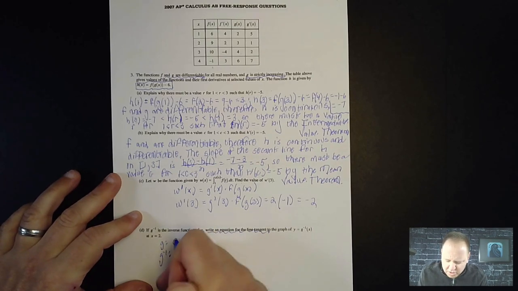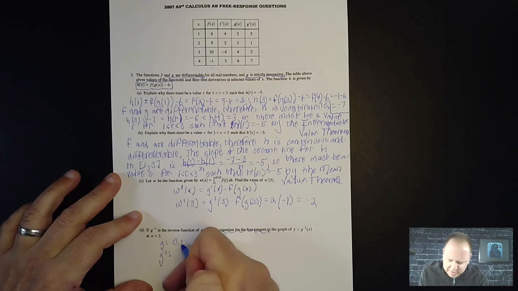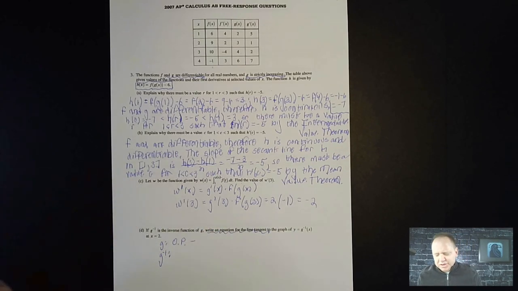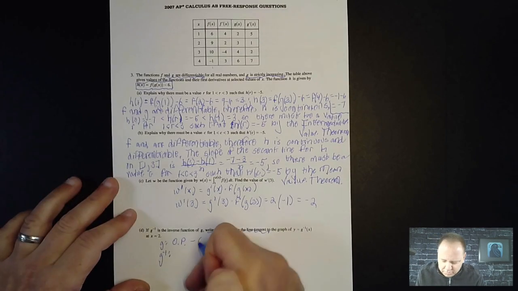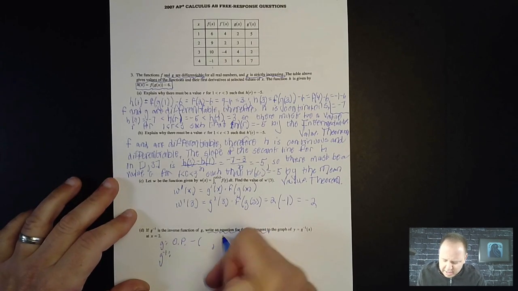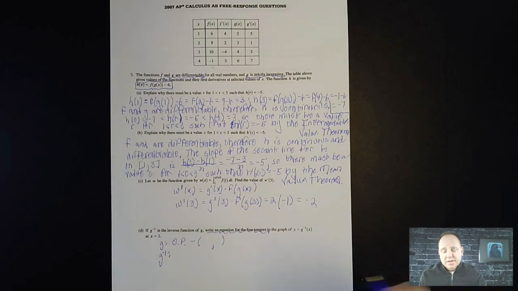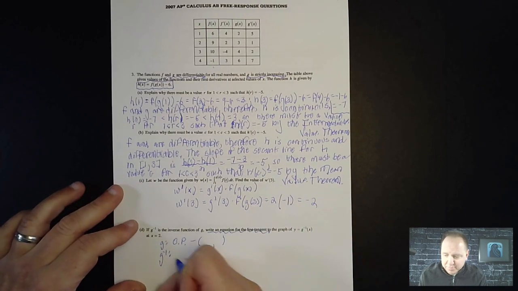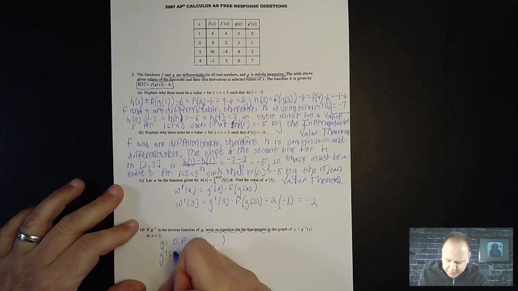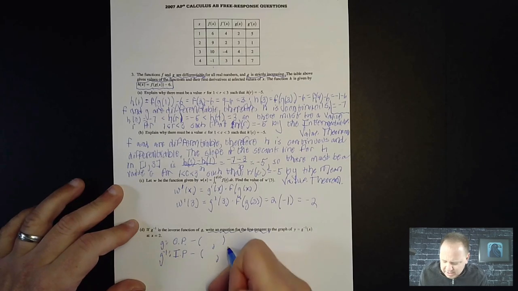All right, I always have my students write OP, and that means the original point, because I always think you should organize the points, right? Because an inverse means you're swapping the x and the y's. That's the mapping of it. So the inverse point, or the point that would be on the inverse, is here.